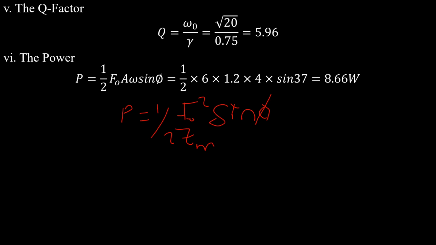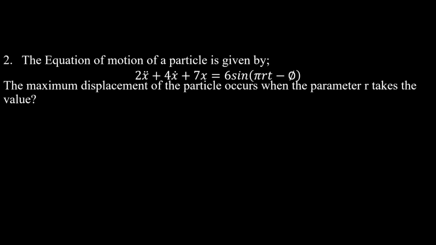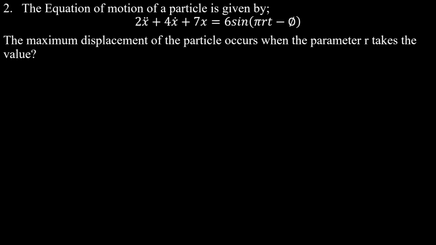So let's move on to question 2. This is the question we're given, and we're asked to find the value of the parameter. The maximum displacement of the particle occurs when the parameter takes what value? You should remember that the maximum displacement of the particle occurs when omega is equal to the resonance frequency. The omega that's supposed to be here, don't forget, it was supposed to be sine of omega t minus phi. So this omega here is equal to omega m.